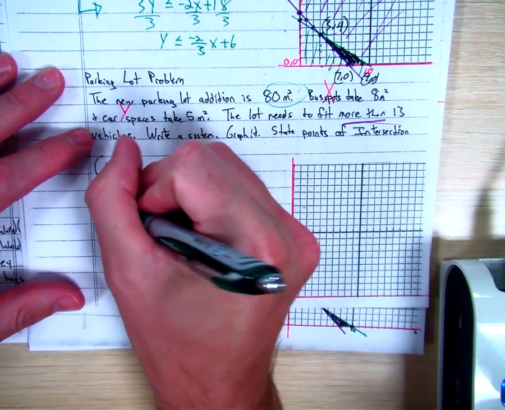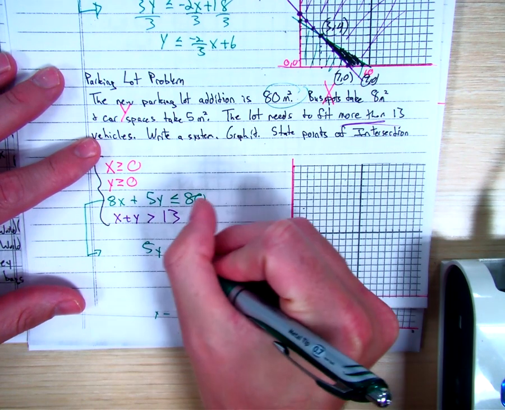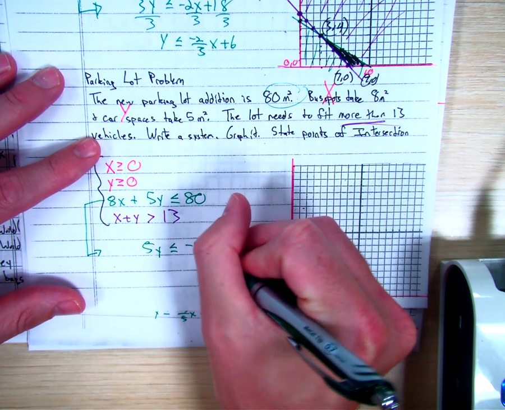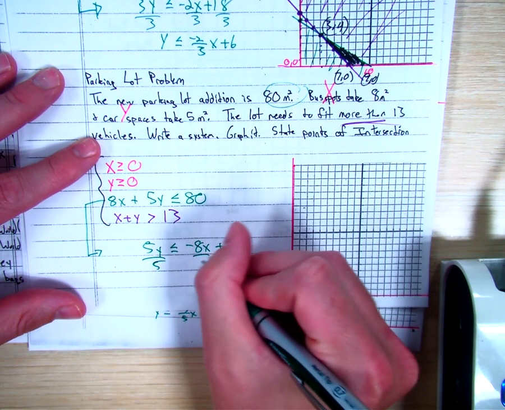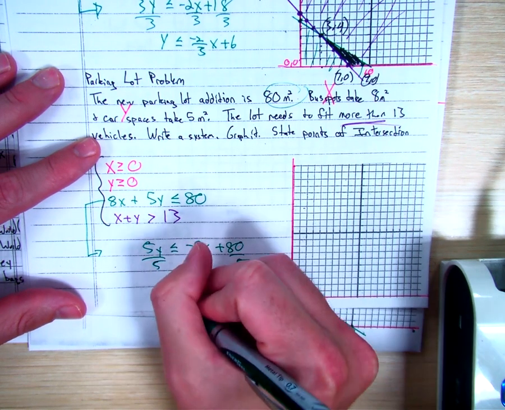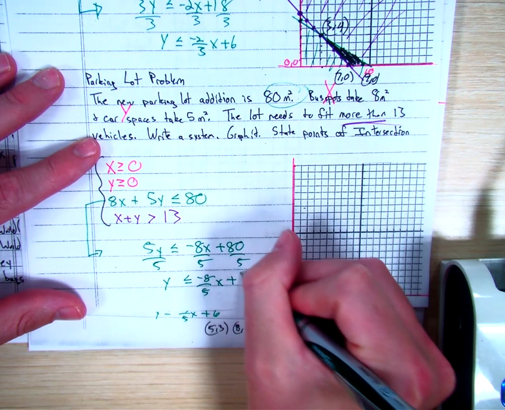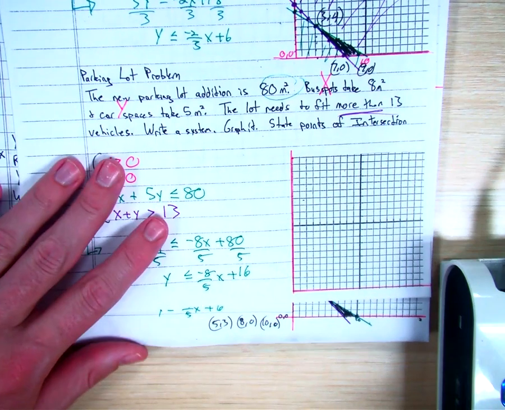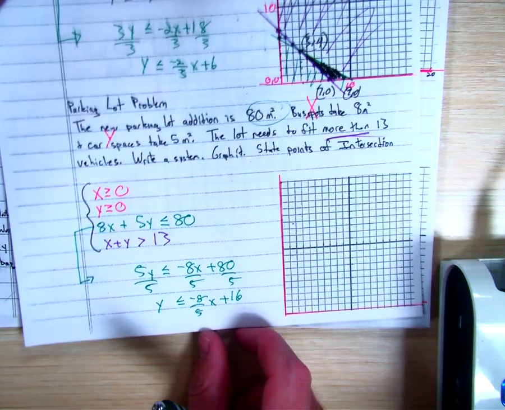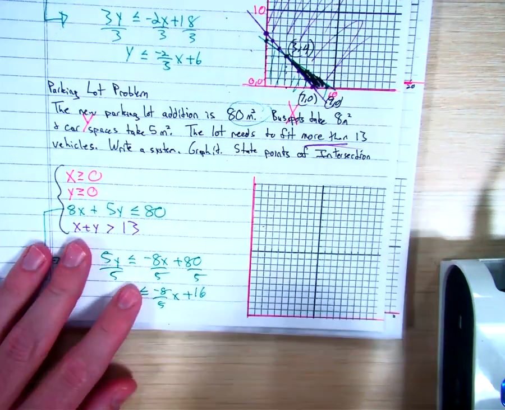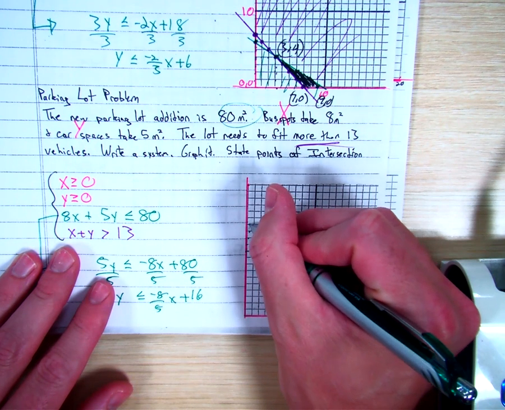Green equation or inequality. Subtract the 8x over. Negative 8x plus 80. Divide by 5. Plus 16. So we really did need those extra spaces. Again, you could have gone by 2's if you just stayed in that quadrant, the original quadrant 1. So 16. So that should be 10, 11, 12, 13, 14, 15, 16.